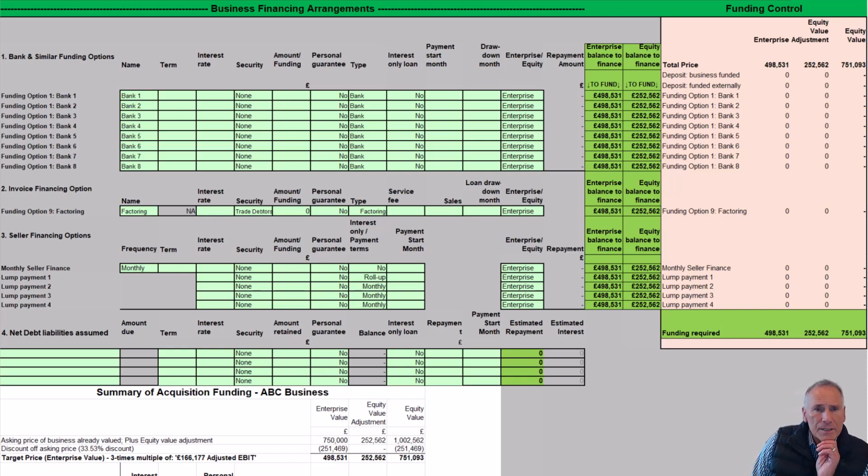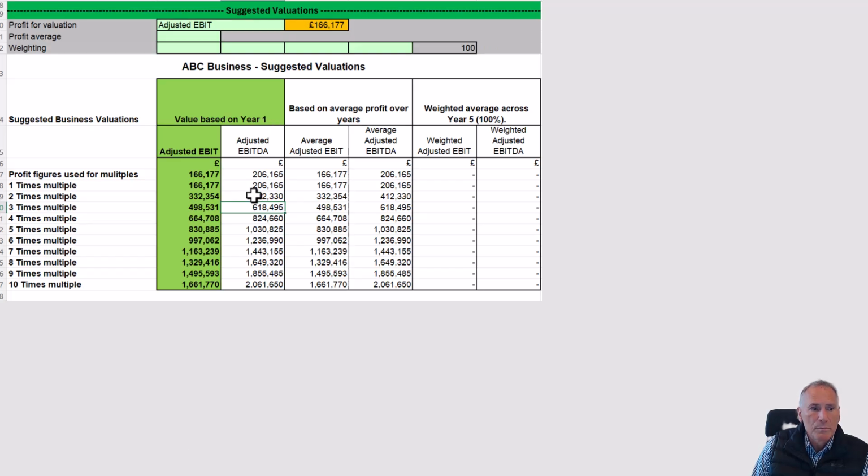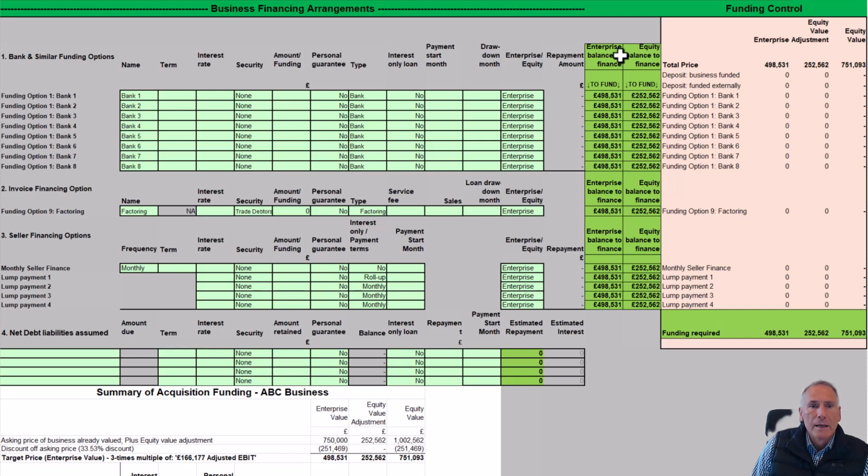Now, it's important to understand that there are 2 types of valuation of a business. There's the enterprise value, which is the same in terms of the profit multiple, which in this case was 498,531, or that's what we were hoping to do, which is a multiple of the profits, and that's also classed as enterprise value. But then you've got the equity balance to finance.